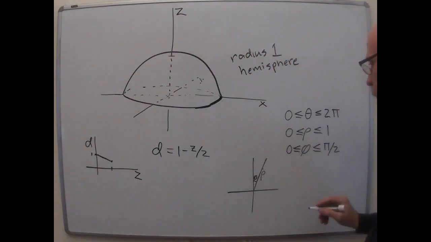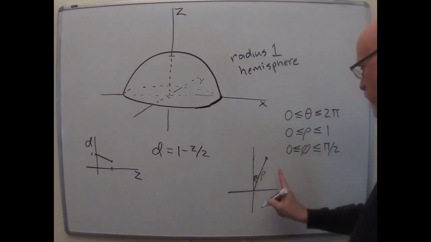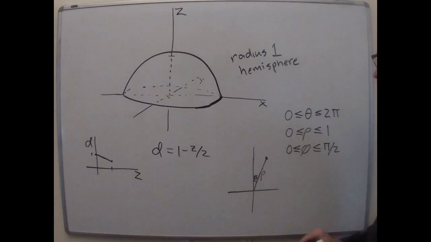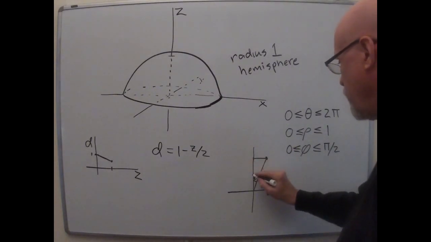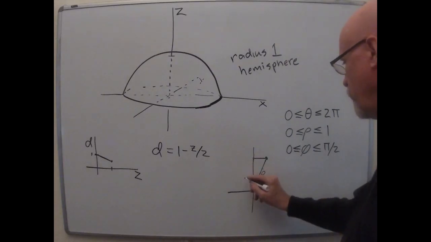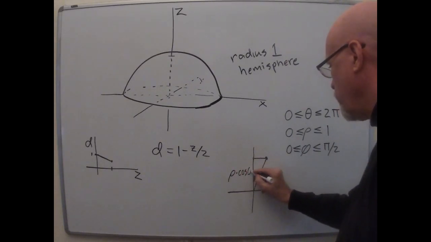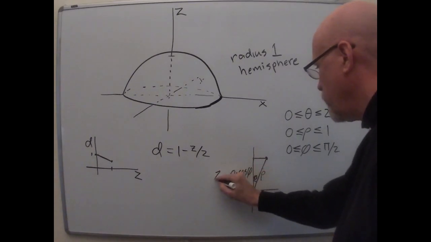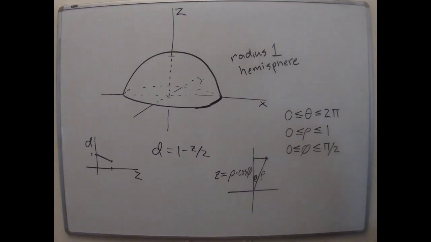All right, so what is the z coordinate of this point, which has a particular phi and a particular rho? It's the adjacent side of the triangle here. So it's really rho times the cosine of phi. That's what z is. I think we're in a position to integrate now.